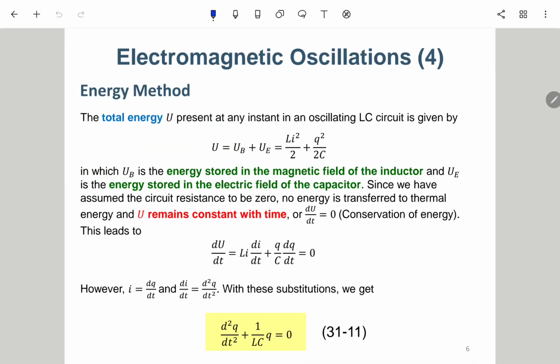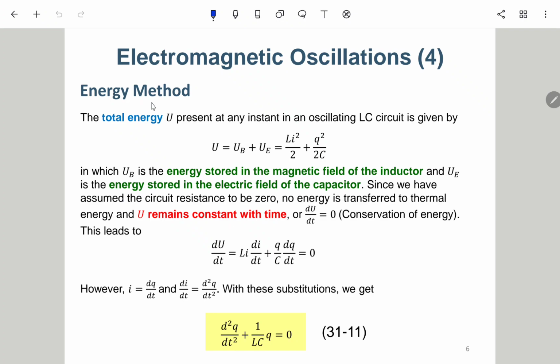Okay, so here we try to tell you why it will oscillate, using some mathematics. First of all, we have the energy method. In chapter 27, we also introduced the energy method for solving the resistive circuit. But at that time, it's somehow like making things complicated.